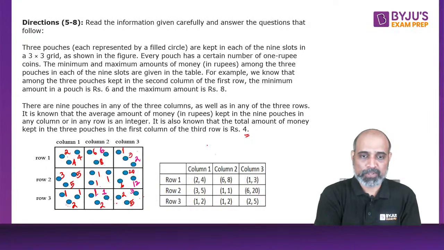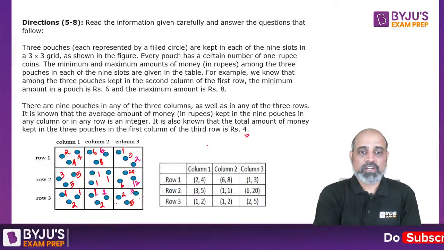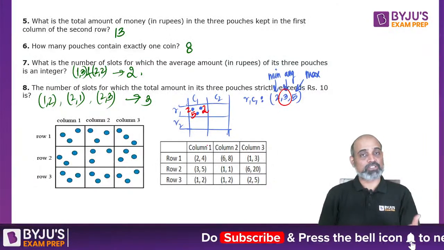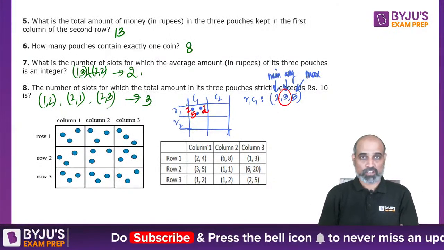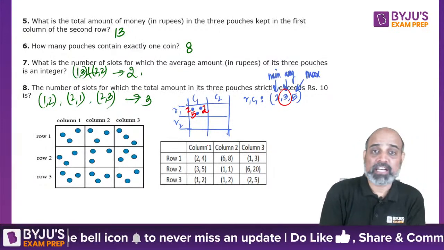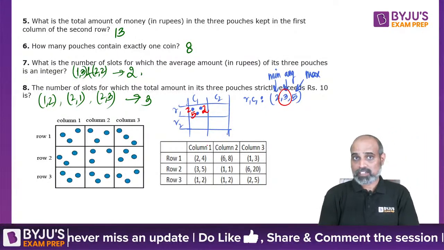So I hope it was clear. So you have to be very, very confident in such kind of sets, because these are the types of sets CAT gives a lot nowadays. Okay, and I believe we took hardly half an hour to actually discuss and solve.